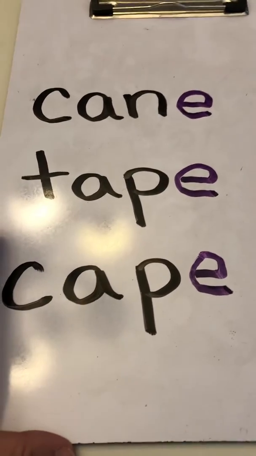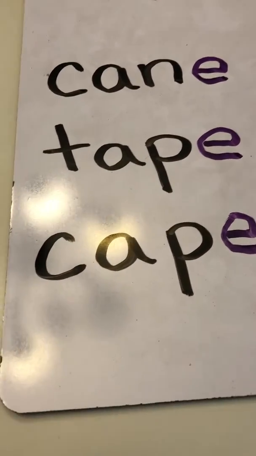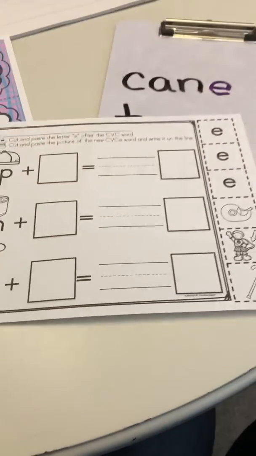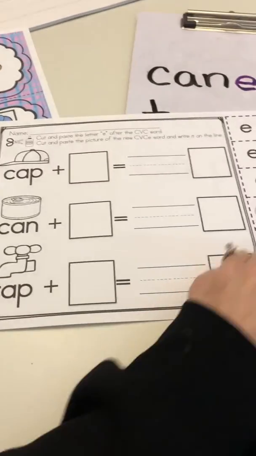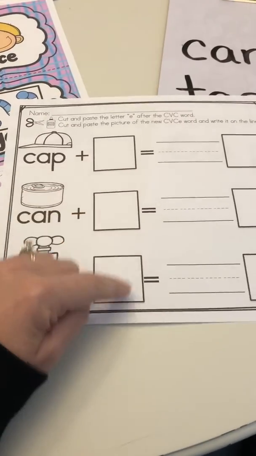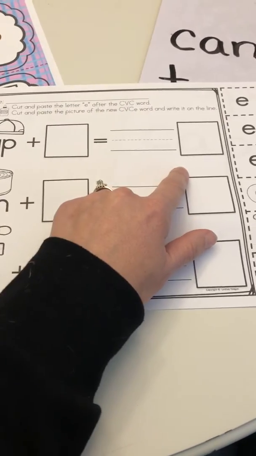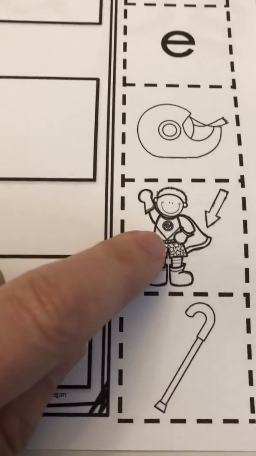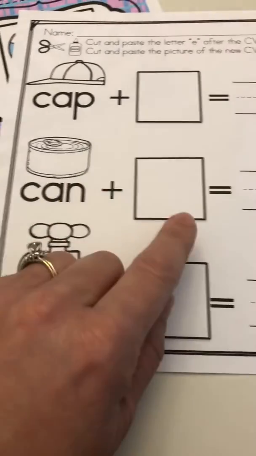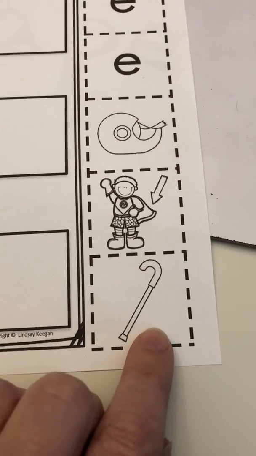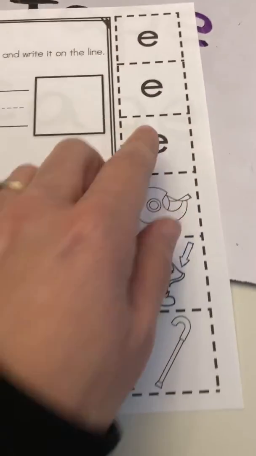All right. I sent something on Seesaw that looks like this. And it's kind of a little worksheet to practice this, where you're going to put the silent E in the box. You're going to say cap plus a silent E is cape. And then there's a picture over here of a cape. Okay. Can, when you add a silent E to it, now it's cane, cane. And then there's a cane. You have to add the silent E.